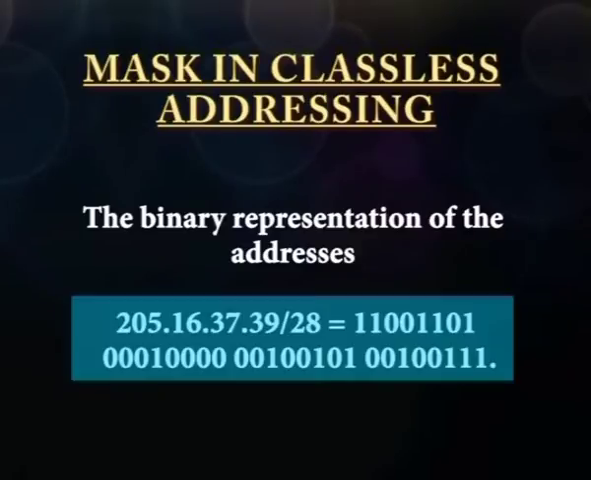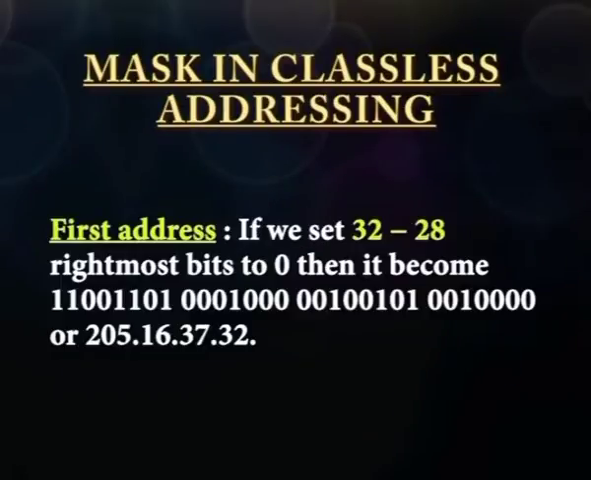11001101 00010000 00100101 00100111. First address: if we set the 32 minus 28 rightmost bits to 0, then it becomes 11001101 00010000 00100101 00100000, or 205.16.37.32.